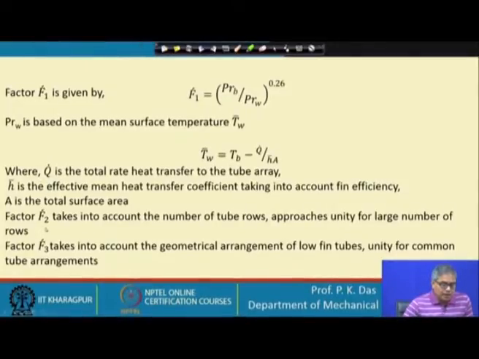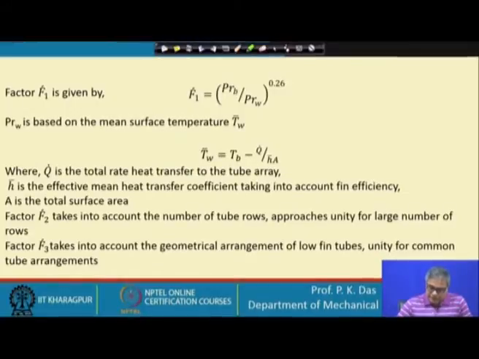So, sometimes you will find that a few steps of iterative calculation are required. Then factor F2 takes account of the number of tube rows, approaching unity for a large number of rows, and factor F3 takes into account the geometrical arrangement of low fin tubes, unity for the common tube arrangement. For a common kind of tube arrangement, one can take it as unity.